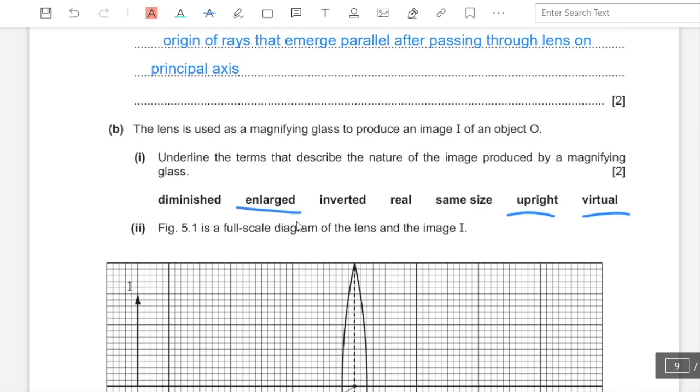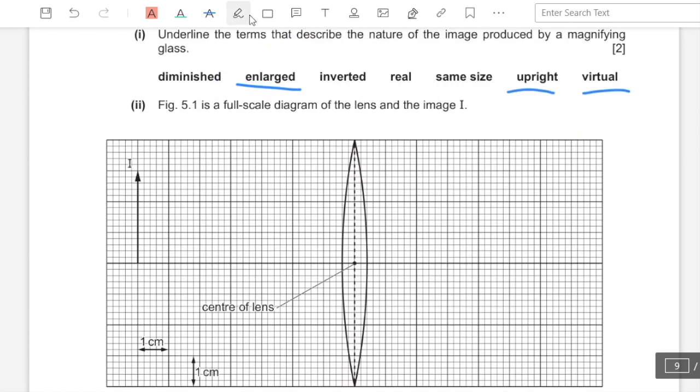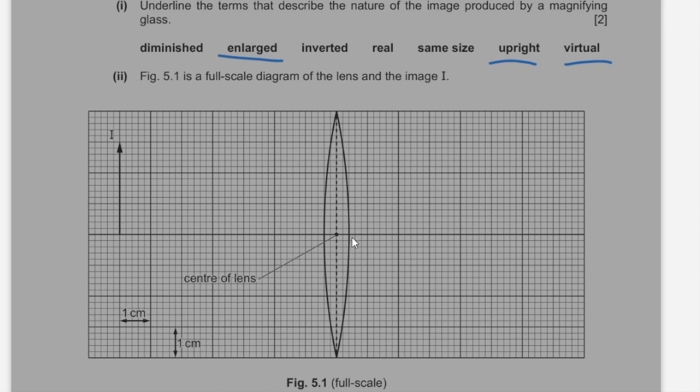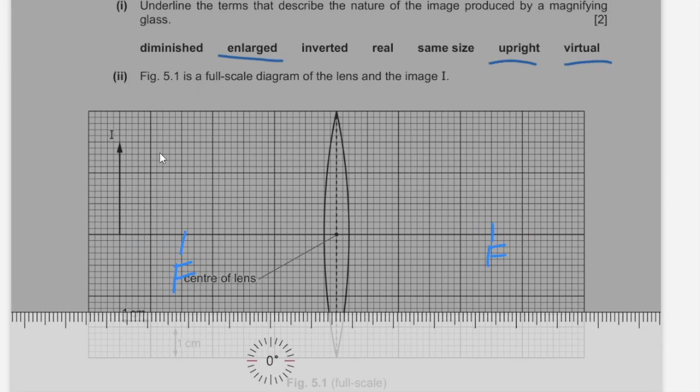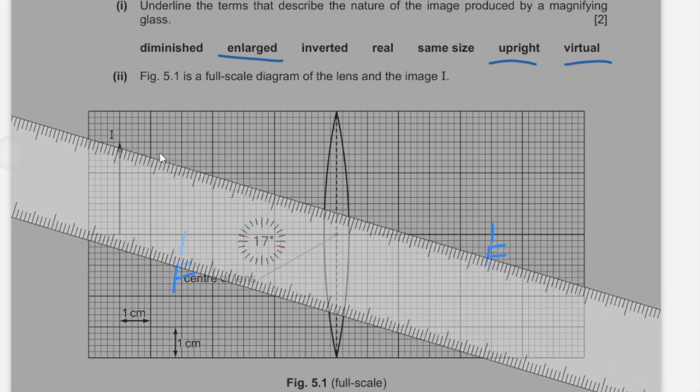Since this is supposed to be a... Alright, I'll first start by marking the principal focus on both sides. So each half of the unit is equal to 1 centimeter, which means two of them are 2, 4, and 5 over here. So I have F over here. Similarly, 5 boxes away from the center is F on left as well. Now I'll start drawing the rays so that I can identify the position of the object.